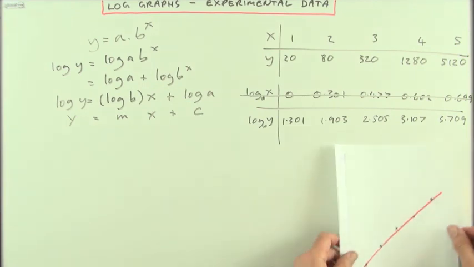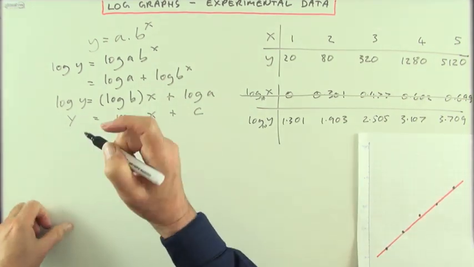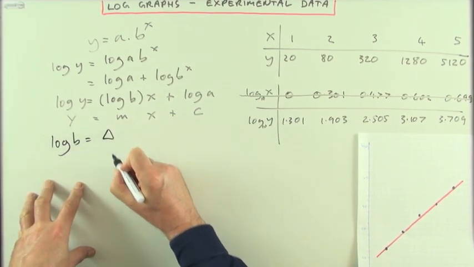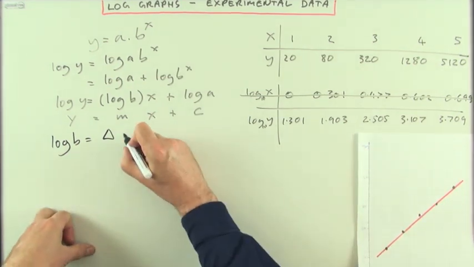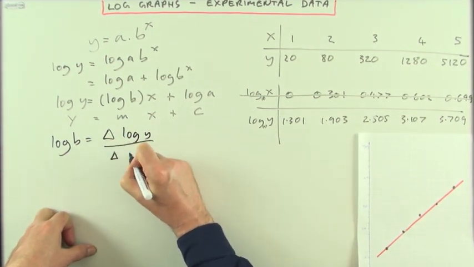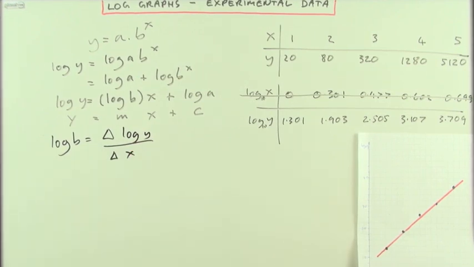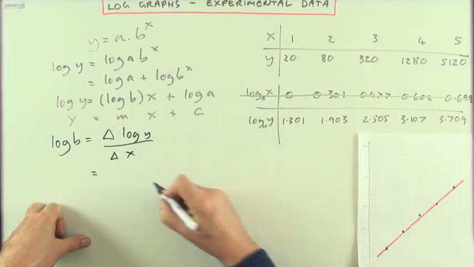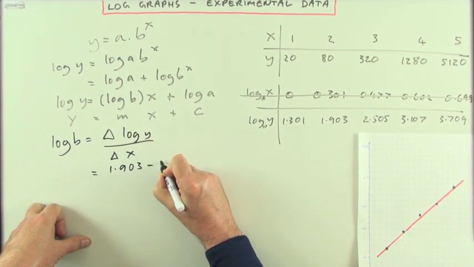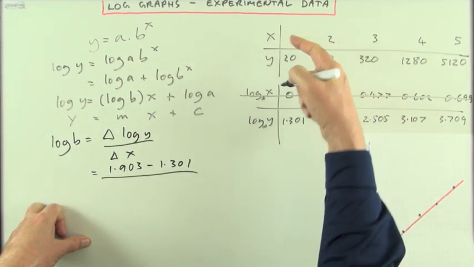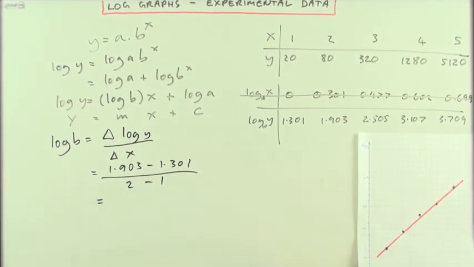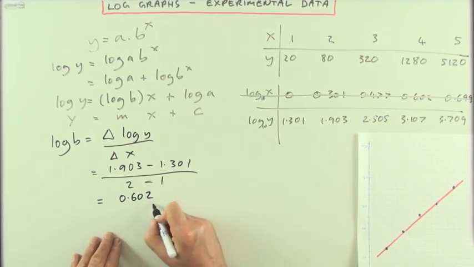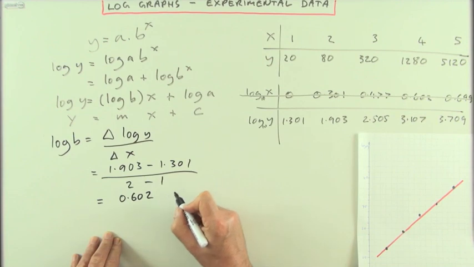So log 10b, let's call that log b, will be the gradient. So that will be the difference in the vertical variables, which is log 10y, just call that log y, over the difference in the horizontal variable, which is just x in this case. Picking these 2 points here, the difference in those will be 1.903 minus 1.301 over 2 take away 1, which is very handy in this case because 2 take away 1 is 1, so that's 0.602 over 1, which I won't write because over 1 is just what it says.